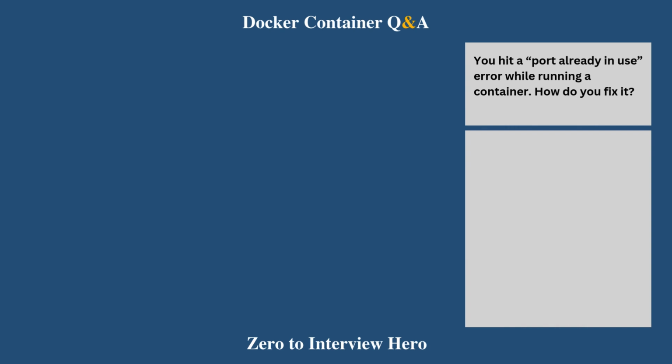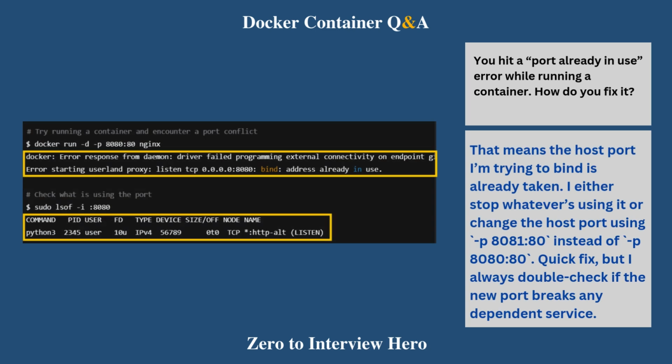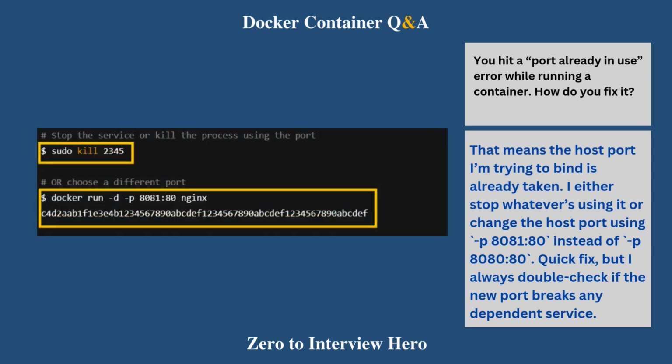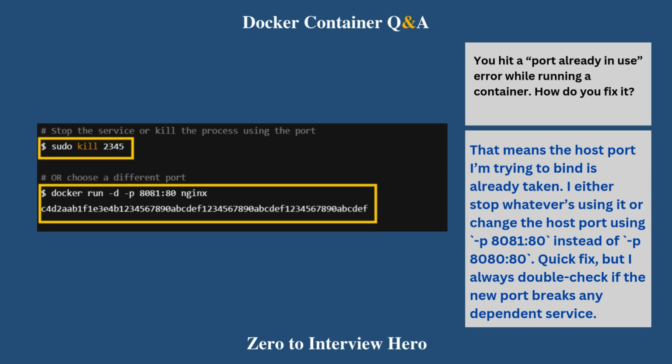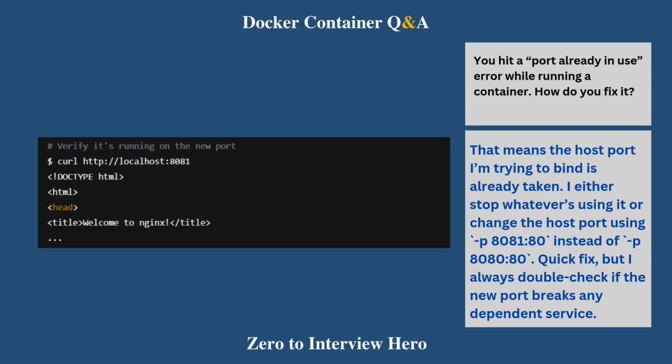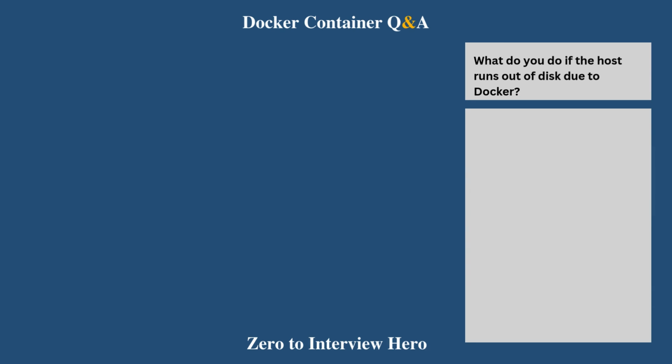Moving on with our next question. You hit a port already in use error while running a container. How do you fix this? Here's how you can respond. That means the host port I am trying to bind is already taken. So I either stop whatever's using it or change the host port using -p 8081:80 instead of -p 8080:80. This is a quick fix, but I always double check if the new port breaks any dependent services.